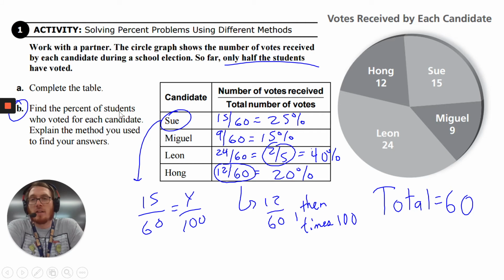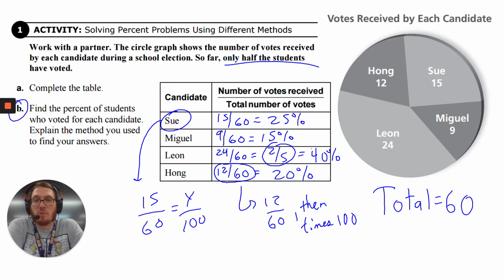And then it says to figure out what percent, based upon the number of votes this person got divided by the total. That's kind of like figuring out your grade. So for example, Miguel got 9 out of the 60 votes. 9 out of 60, I'm saying, is 15%. You can do these percents in a lot of different ways.